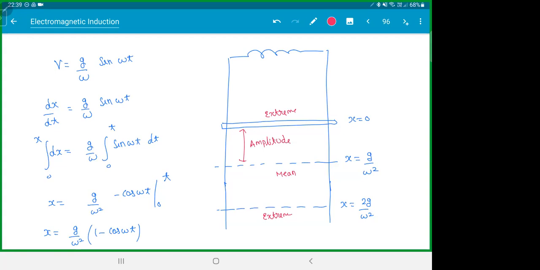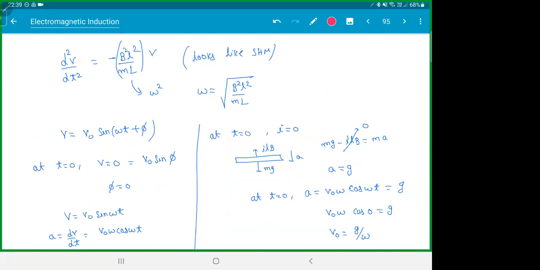They can ask a lot of questions in the exam. Find the amplitude of the rod. Find the maximum distance it will travel downward. Find the velocity as function of time t. Find the position as function of time t. Find time period of oscillation. I can ask you everything related to SHM. Please look at the steps.